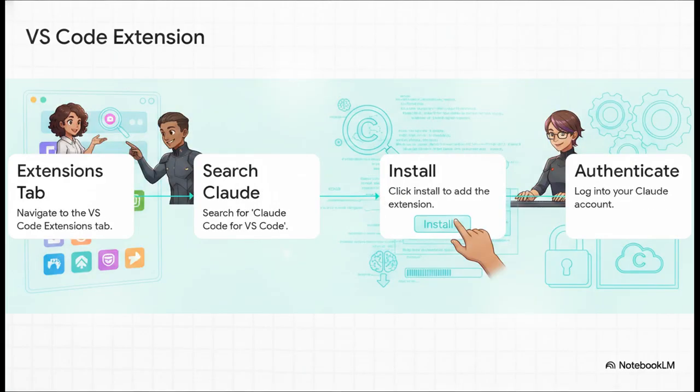On the flip side, installing the dedicated extension gives you a much more visual, integrated experience that just feels seamlessly baked into your editor. If you've ever used tools like GitHub Copilot, you know this is going to feel incredibly familiar. You just head over to the Extensions tab, search for the official Claude Code extension, hit Install, and follow the prompt to link it to your account. Both the terminal approach and the extension are just phenomenally powerful ways to work.